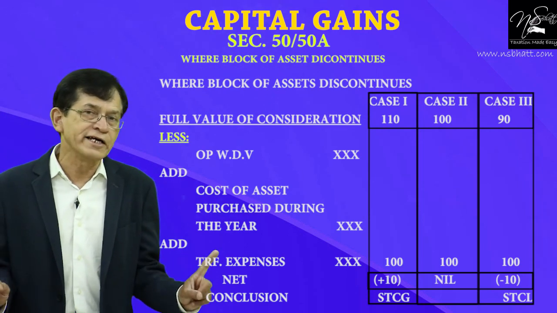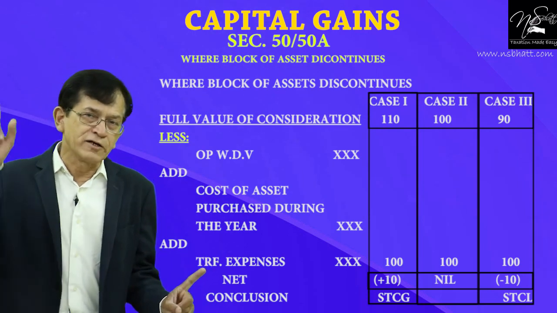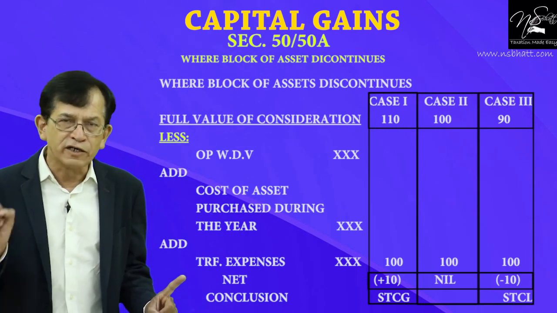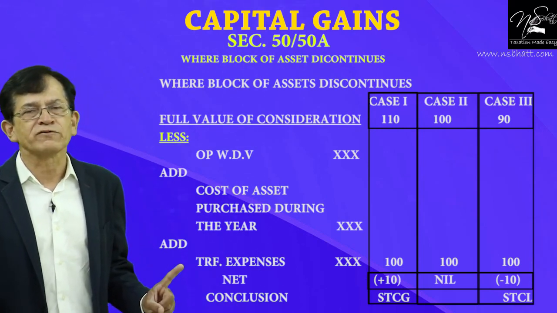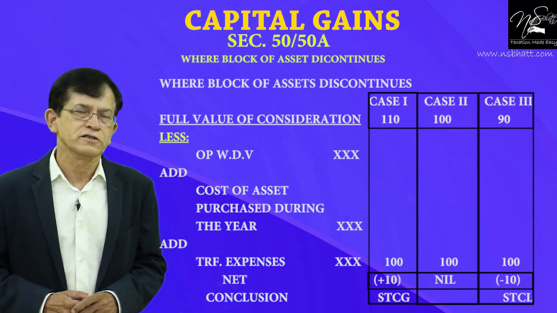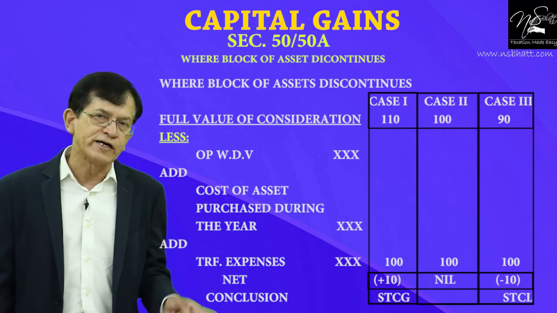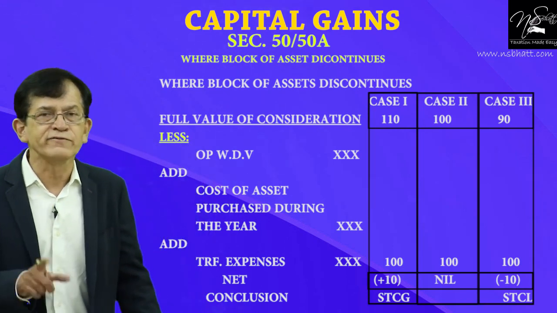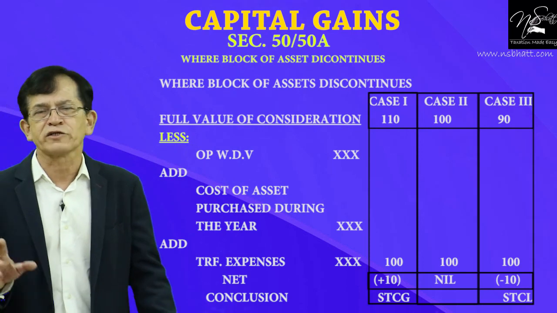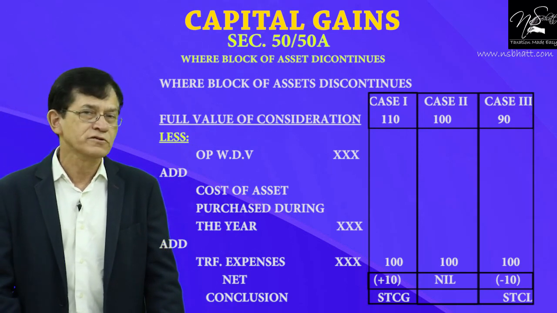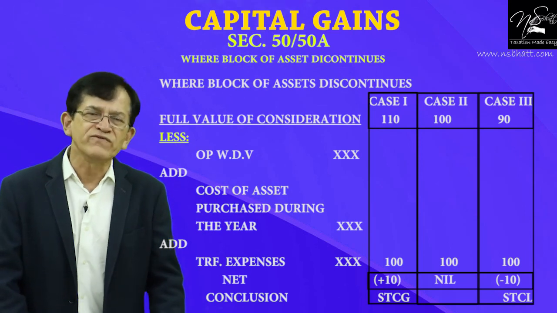तो दो बार नेगेटिव आई, एक बार जब ब्लॉक कंटिन्यू होता है, तब नेगेटिव आई, हमने कहा दैट विल बी क्लोजिंग WDV और दैट डिप्रिसिएशन विल बी प्रोवाइडेड. दूसरी बार नेगेटिव आई कब, व्हेन ब्लॉक इज डिसकंटिन्यूइंग, then that negative will be called by the word short-term capital loss. Many of you will say, sir, these machineries were 5 years old.